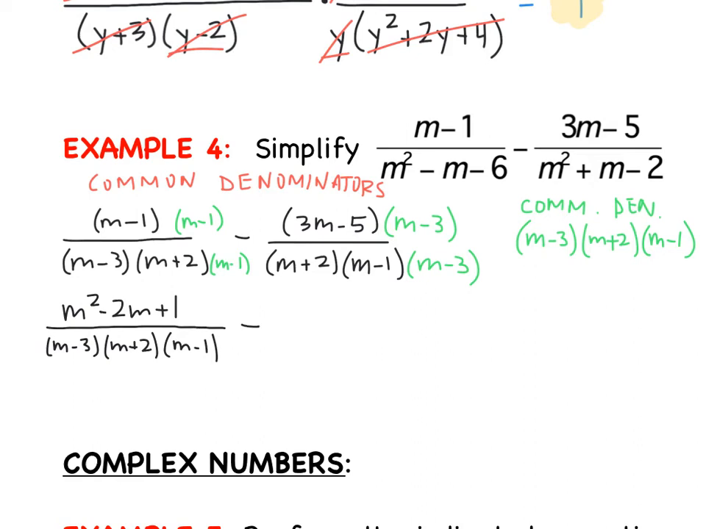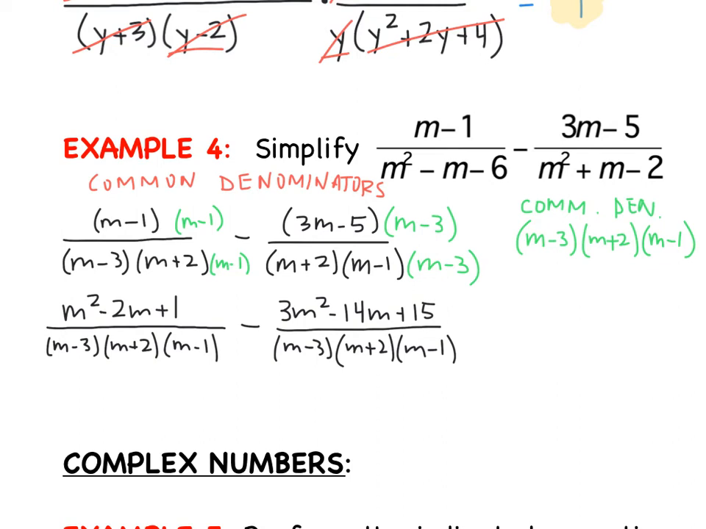And now we're still subtracting that second piece. And when we multiply 3m minus 5 times m minus 3, we will get 3m squared minus 14m plus 15. And we keep our denominator. So m minus 3 times m plus 2 times m minus 1. Okay, so now our goal is to actually simplify.